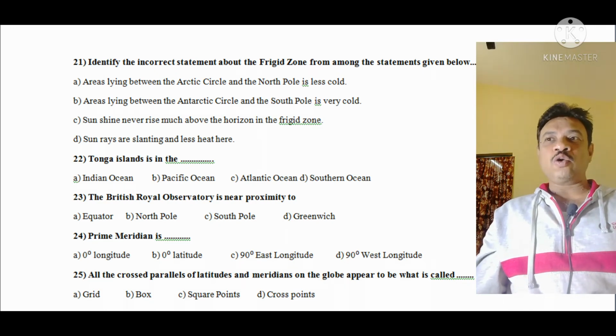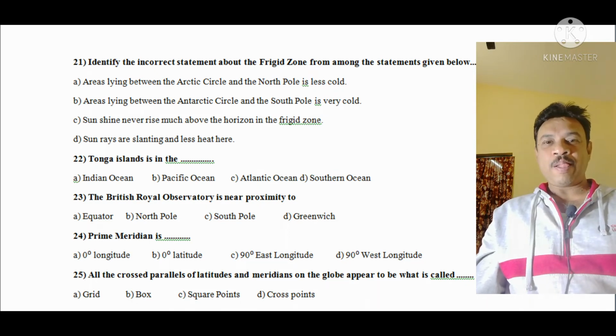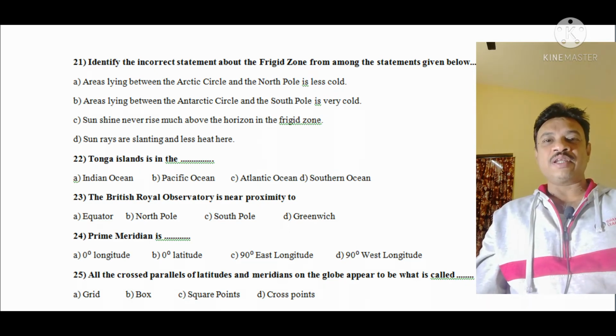So second one, Tonga Islands is in the dash. Whether it is in the Indian Ocean, Pacific Ocean, Atlantic Ocean, or Southern Ocean. In which ocean is it there? Your answer should be, it is in the Pacific Ocean. Okay, it is in the Pacific Ocean.